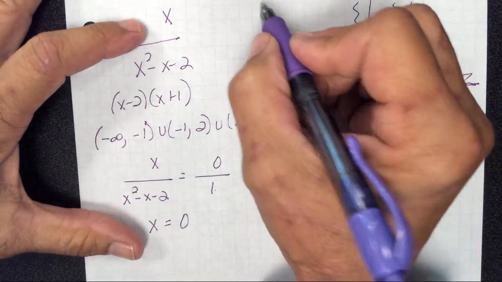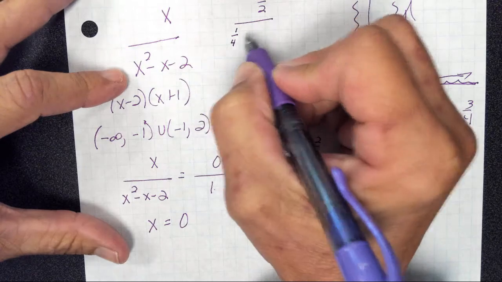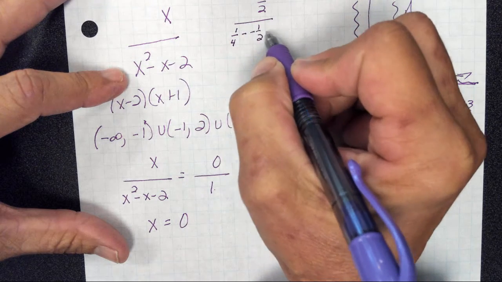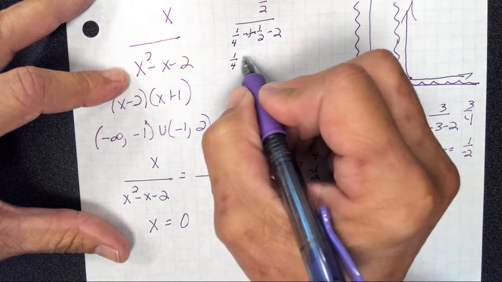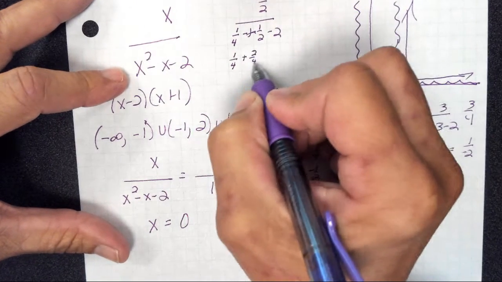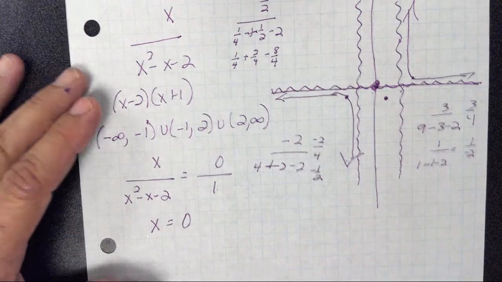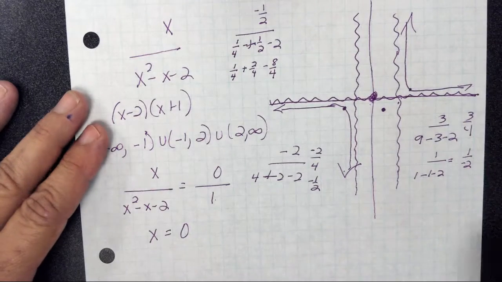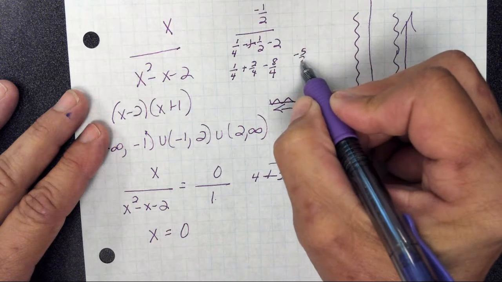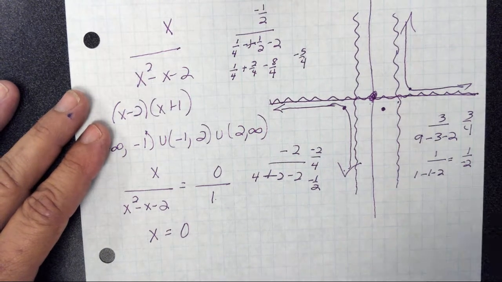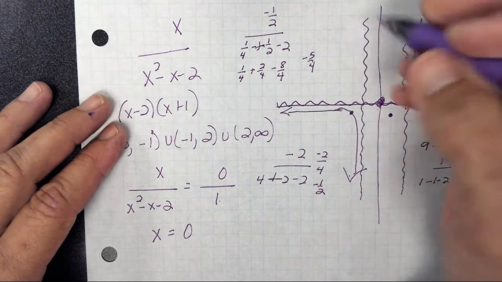So if I plug in negative 1/2, what is negative 1/2 times negative 1/2? 1/4 minus negative 1/2 minus 2. If I make all of those have a denominator of 4, that's 1/4 plus 2/4 minus 8/4. So 3/4 minus 8/4 is minus 5/4. So the minus over the minus is going to become a plus. So that tells me it's going up.